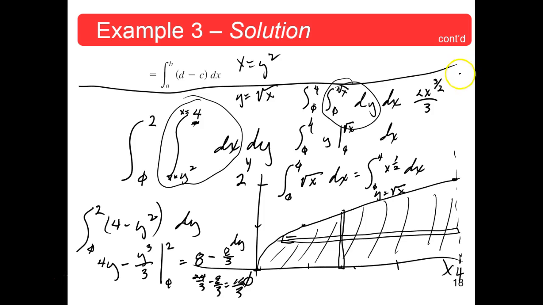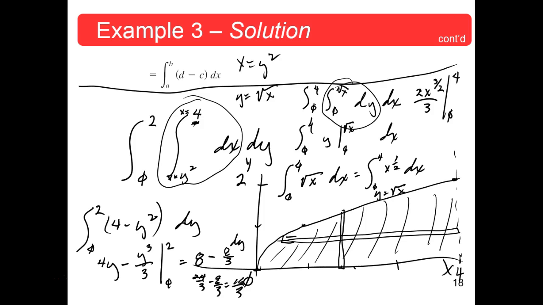Now this we're evaluating from 0 to 4. Okay? That's an ugly 2. All right. Now, when you plug in the 4, since that is a perfect square, I like to do the square root first. The square root of 4 is 2. 2 cubed is 8. And 2 times 8 is 16 over 3. All right?